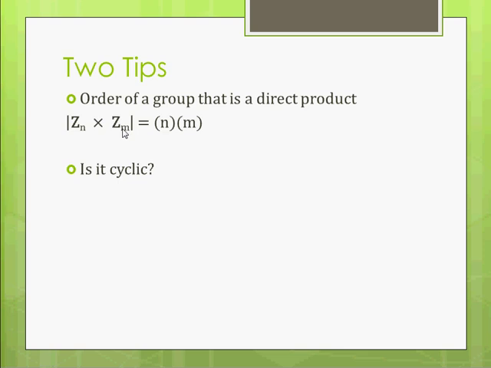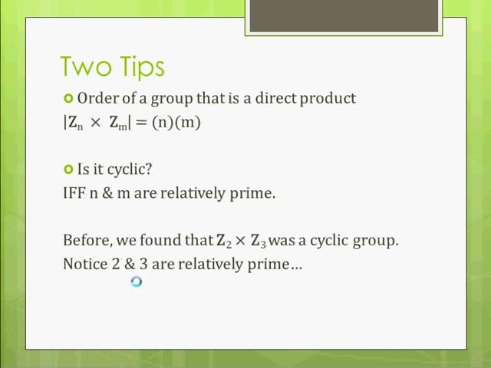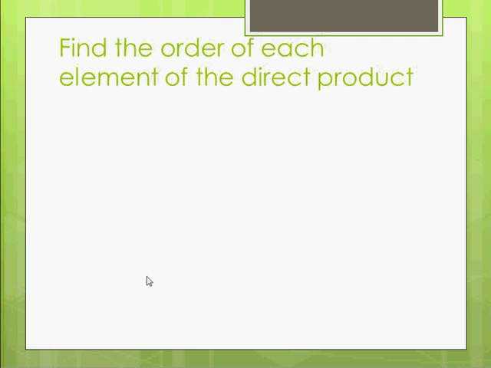So, is it cyclic? Do you think this group is always cyclic? It's cyclic if and only if n and m are relatively prime. So these two numbers have to be relatively prime. Before, we found that Z2 cross Z3 was a cyclic group because we found a generator. Also, they're relatively prime. So it seems like I'm saying the same thing over and over, but really I am.